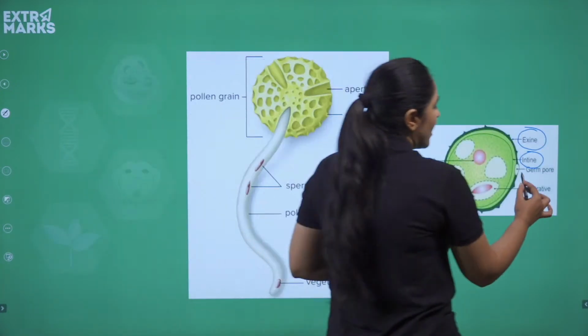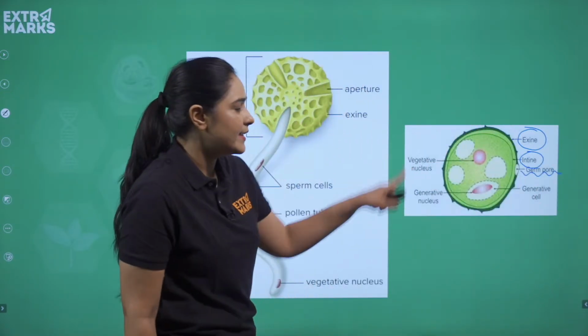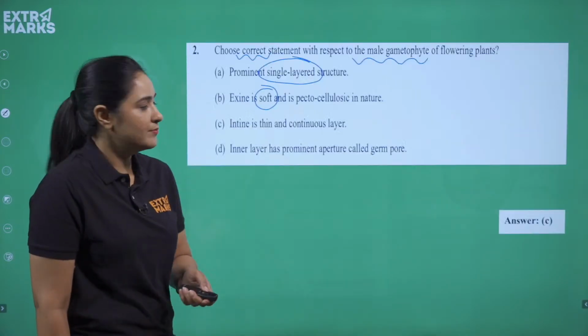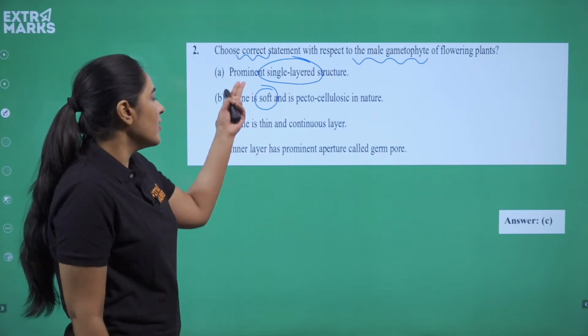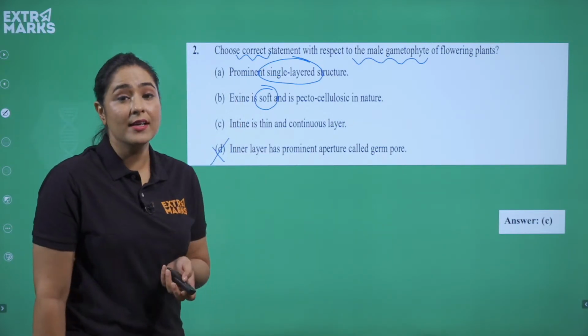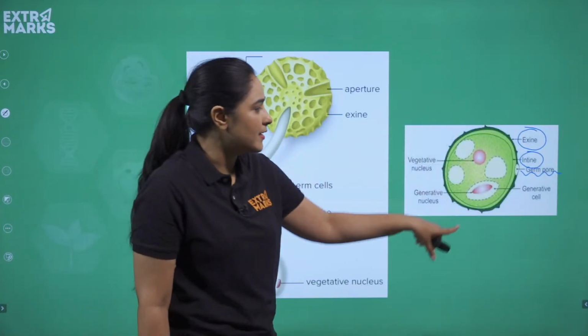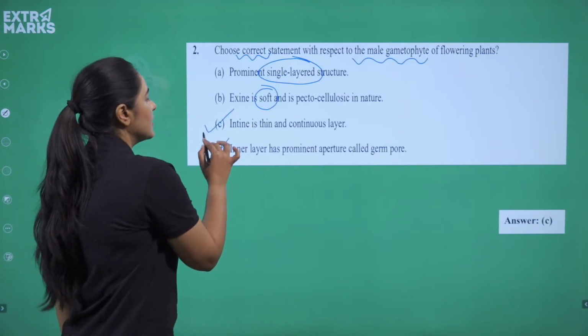Now where is the germ pore present? It is present in the exine. As you can see here, the dark green layer, it is having the germ pore here. So obviously D is also incorrect. Now the first one, prominent single layered structure. Obviously it is incorrect. We are having many layers here in the male gametophyte. So obviously option C is correct.